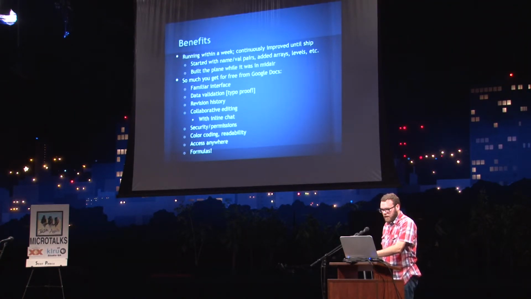Google Docs gives you an interface, again, that humans can use. You can do data validation to make sure that typos can't be entered into certain fields. You get a revision history for free, which can be invaluable. You can collaboratively edit if multiple designers are on your team and they need to change the data in that spreadsheet at the same time. Google totally supports that. It even lets you chat with other people editing the spreadsheet at the same time.